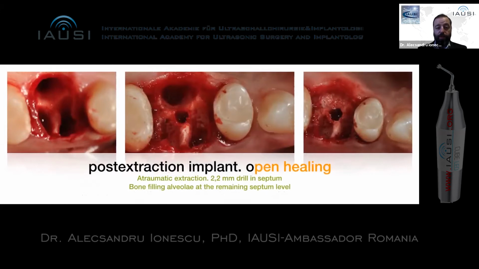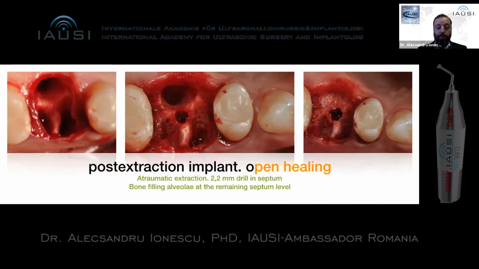the tooth atraumatically, and we have a very generous septum present. Also, this case is older, so it's from the time before the digital protocol appeared in our office. We extracted the tooth, we inserted the initial drill in the septum, and then we condensed the bone at that level to the diameter of the future implant.